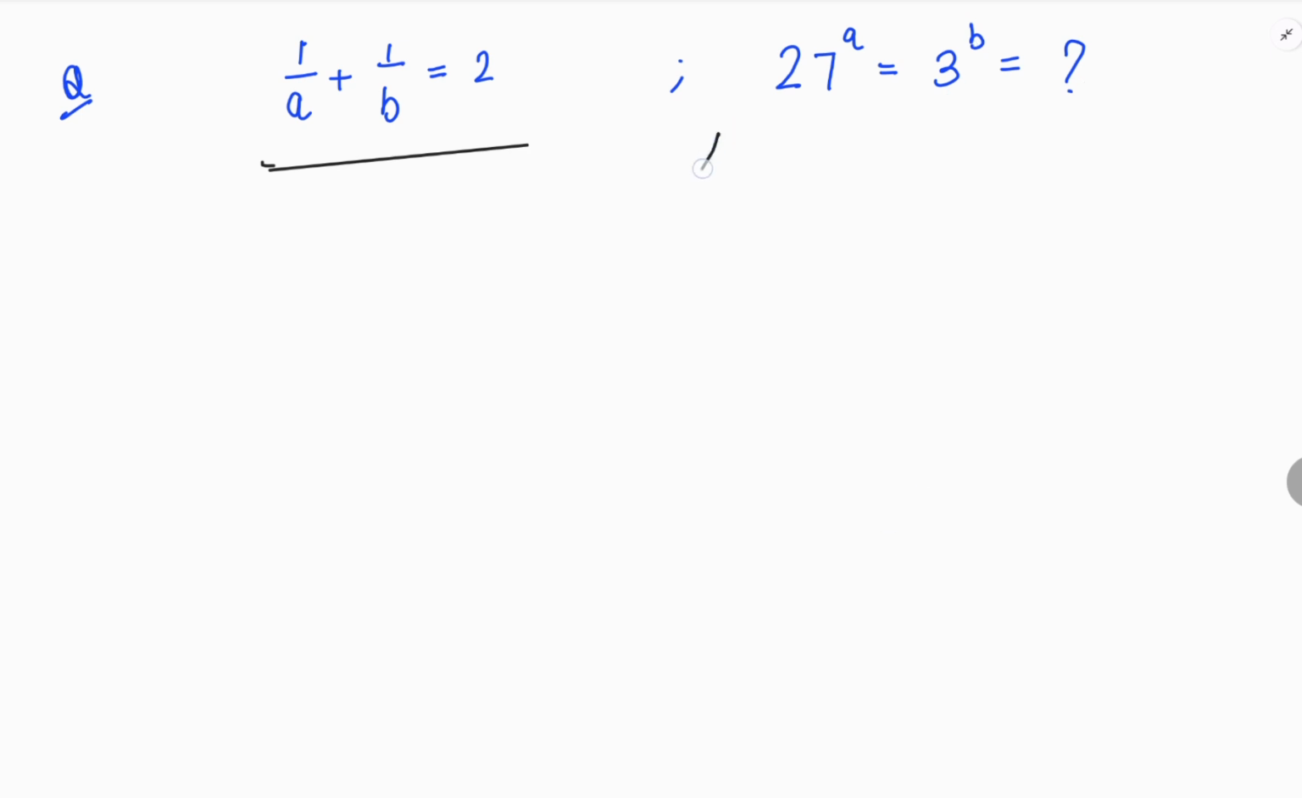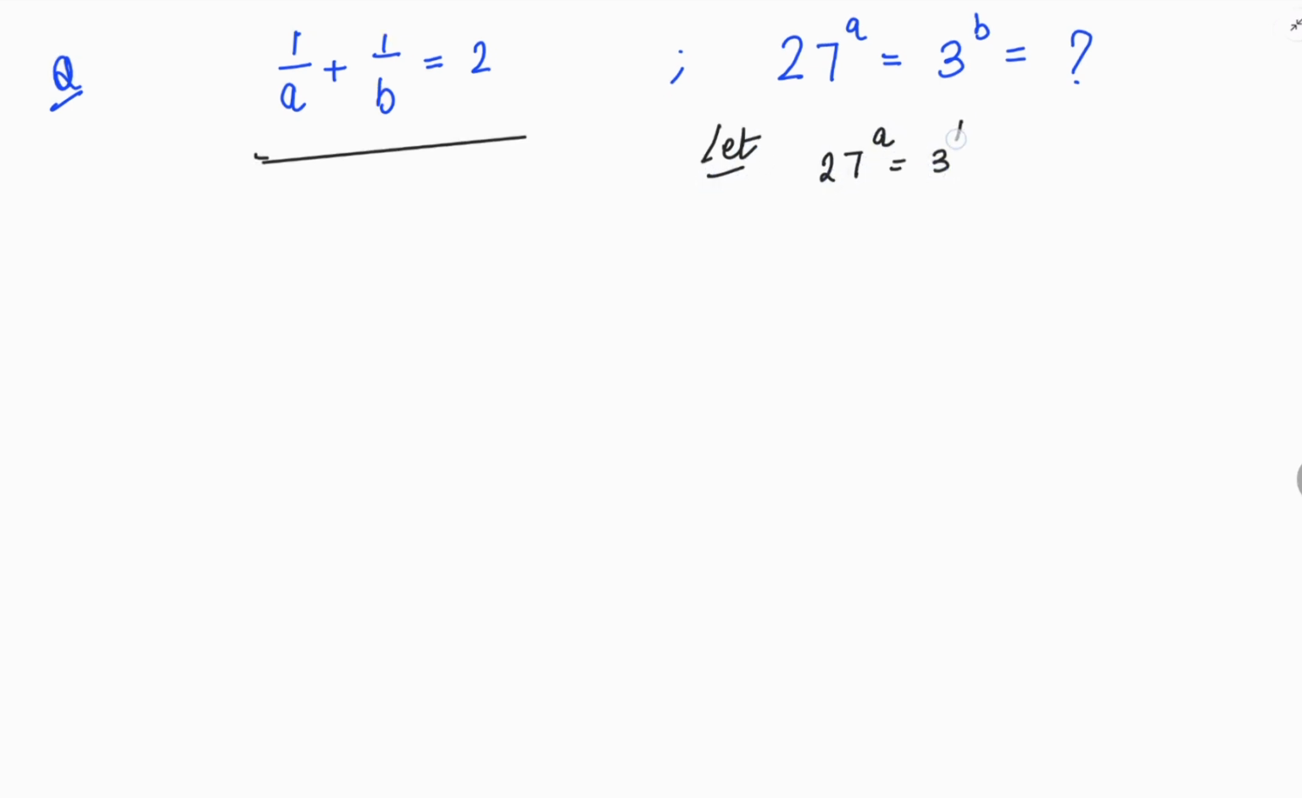Okay. So if we say let 27 raised to power a equal to 3 raised to power b, since these are equal, and we say this is equal to k, right? Or we can say that 27 raised to power a is k and 3 raised to power b is equal to k. Now we have two equations, right? Now whenever we have something like this, we should always think about what is given to us. We are given 1 by a plus 1 by b, but here we have exponent a, not 1 by a. Can we somehow make it 1 by a?